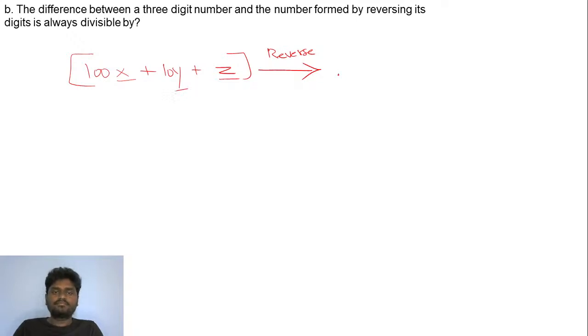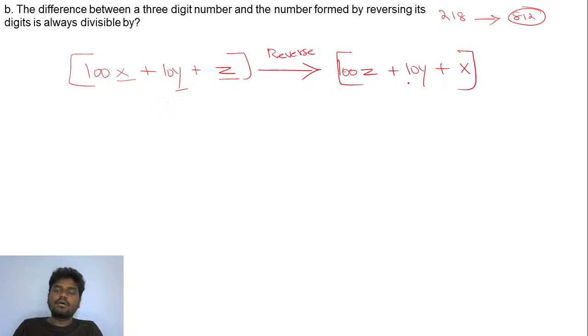what you'll be getting here? See, for example, if I say 2 8 1 and I want to reverse it, it is going to be 1 8 2. So it is very clear that your tens digit will not change. Only the hundreds place and units place will get altered, right? So if that is the case, then it's going to be 100z plus 10y plus x. So this will actually be the reversed number of a 3-digit number, right?